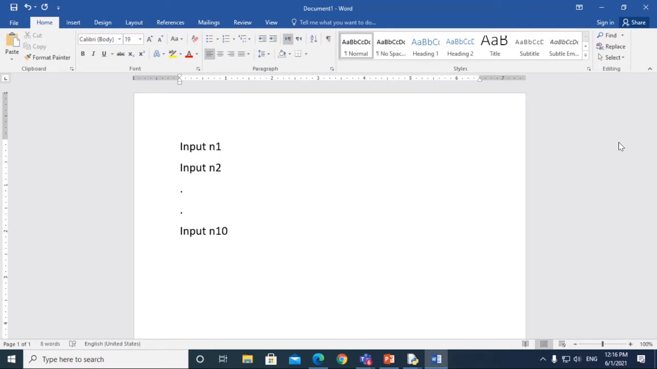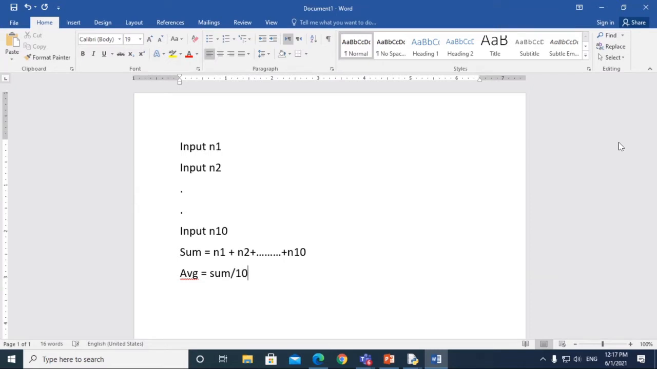What is next? Next, sum: N1 plus N2 plus, until I reach the last one, which is N10. So now I have the sum, N1 plus N2 plus and so on. To calculate the average, equal sum divided by 10.